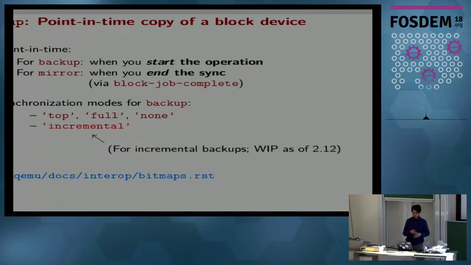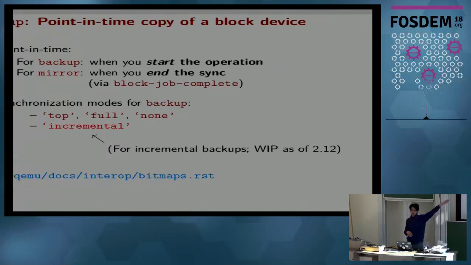This is the last primitive. Again, it's a bit similar to the mirror command. For mirror, the point in time of a copy is when you end the synchronization of disks on the source by issuing the block job complete command. For backup, the primitive you see at the top, the point in time is when you start the operation. Again, this can seem subtly the same, and upstream is at least thinking of merging most of these into a couple of common commands. But at the moment, it seems a bit similar.